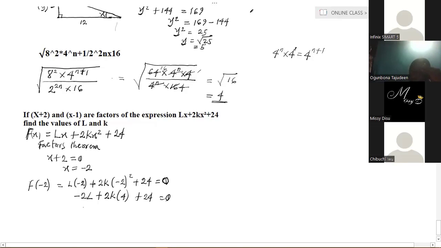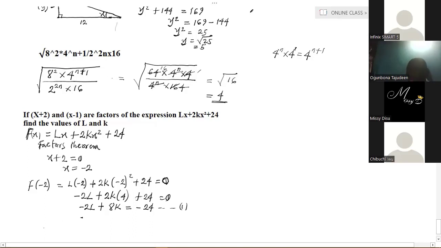Then we have minus 2L plus 8k. Transfer 24 to the other side, giving minus 24. So we have minus 2L plus 8k equals minus 24. Let me just leave it like that as equation 1.